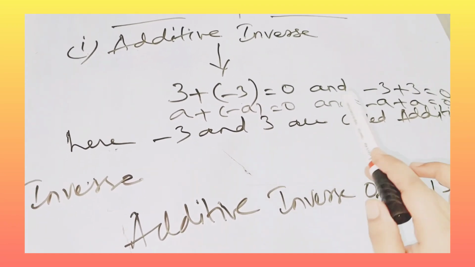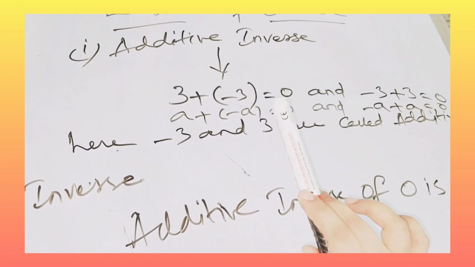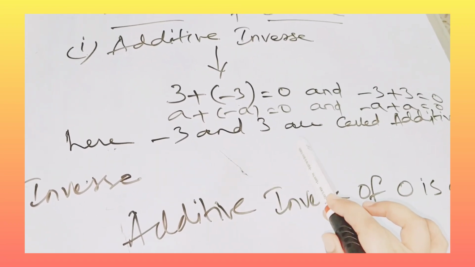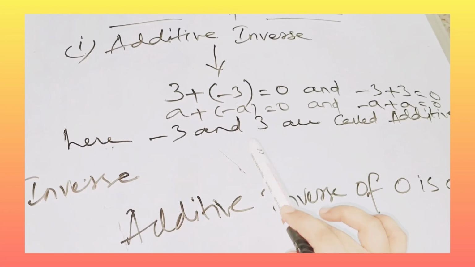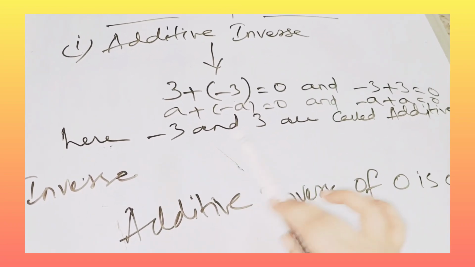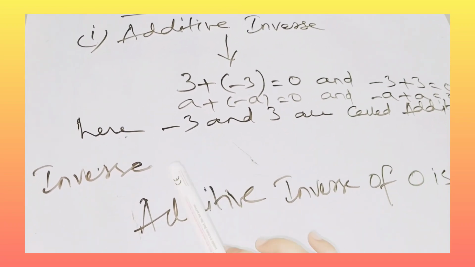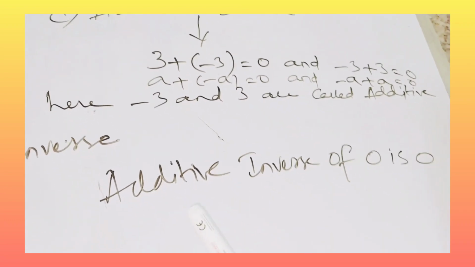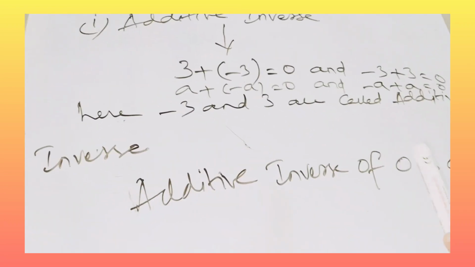What is the additive inverse? When we add two numbers, when we do the sum of two numbers, the answer should be 0. Here minus 3 and 3 are called the additive inverse. So the additive inverse of 0 is always 0.